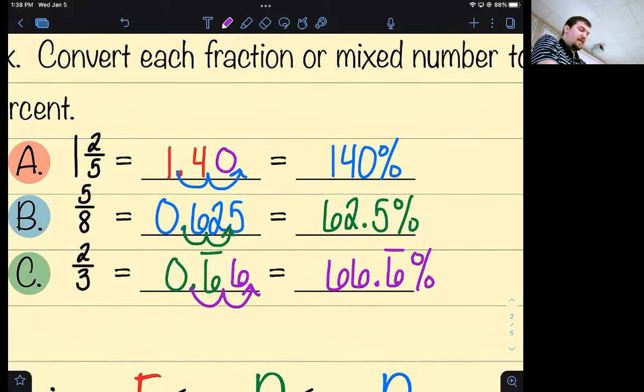Now, this answer, although it is correct, will be counted incorrect on Big Ideas. Why? Jack? Yes, they don't have a repeating bar. So when you just type in 66.6, that is not the same as 66.6 repeating. It will count it wrong. There's no repeating bar. So on Big Ideas, you will have to rewrite it as a mixed number.